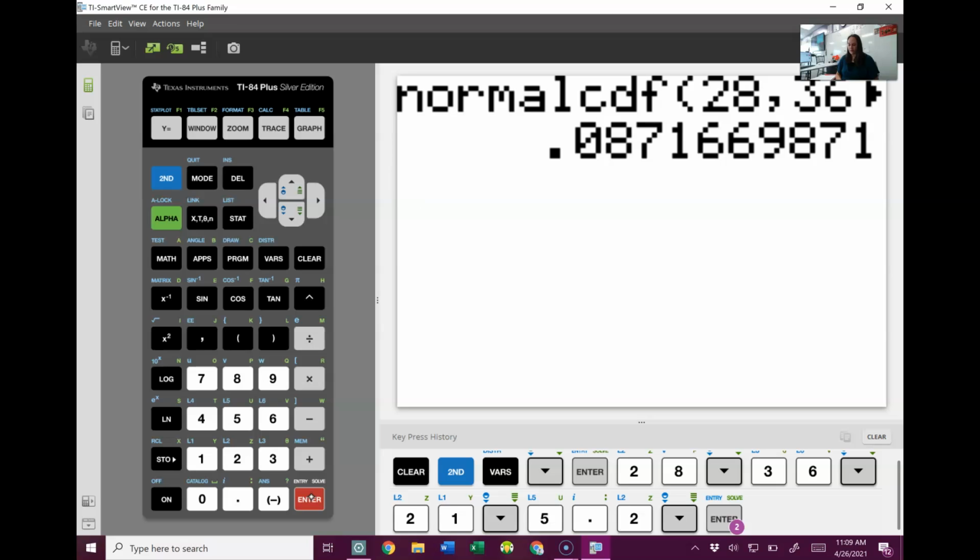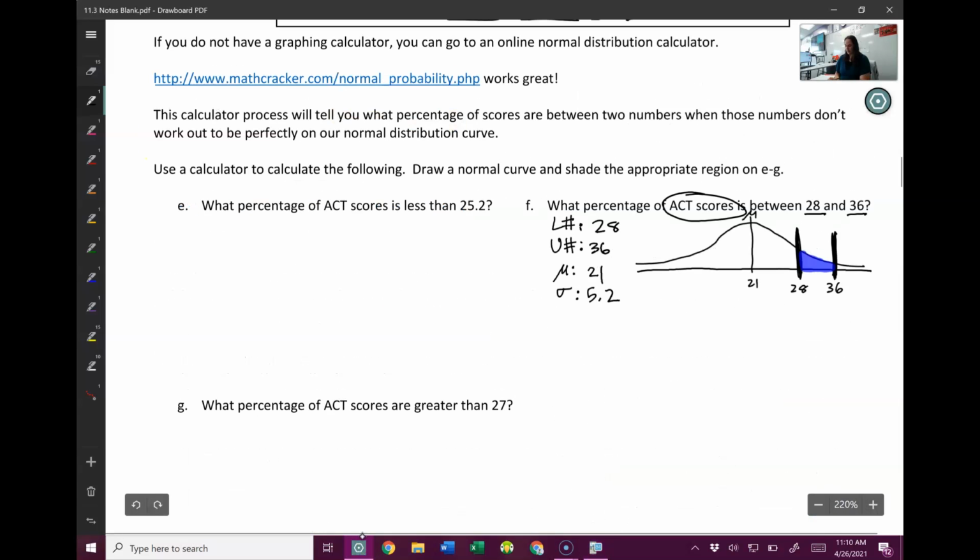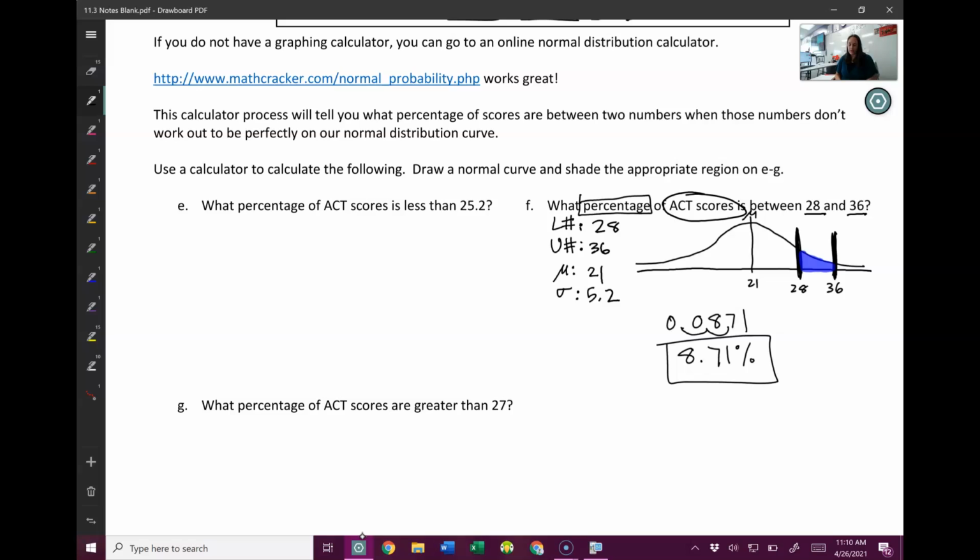Enter, enter, and here we go. We got an answer: 0.0871. Now, to turn this into a percentage, we're going to move the decimal right two places to get 8.71%. So, only 8.71% of students get an ACT score between a 28 and a 36. Pretty small percentage. But it's a pretty small piece of our graph, too.